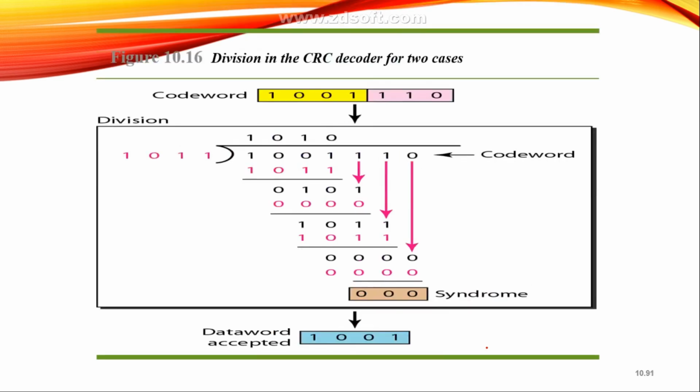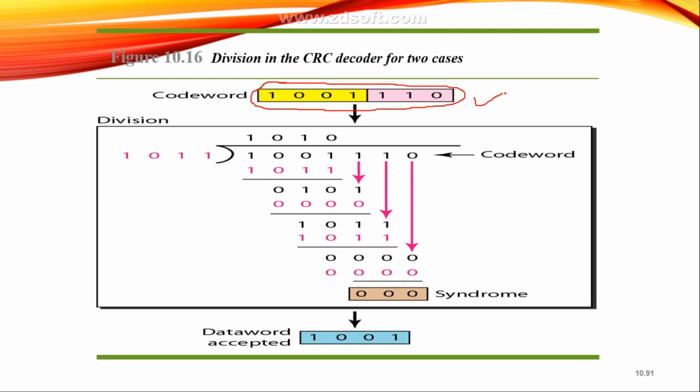Now, talking about a decoder. We are going to consider two cases. The first is where the received code word has no error, since the code word that we have transmitted is 10011110, as we just saw in the example. So we are going to first see the no error transmission.